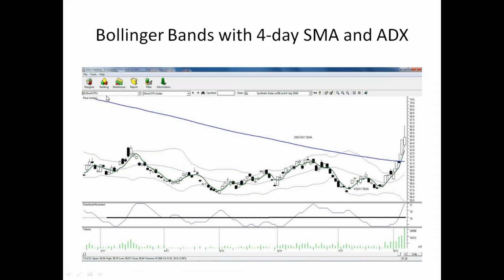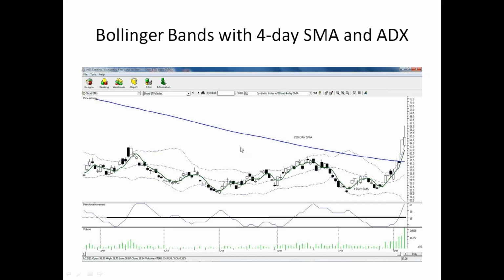Again, we're still working with the short ETFs. It's the exact same time frame. Everything's the same. The only difference is we're no longer using the Tsunami and the Bongo. I like to look at the 200-day SMA. I didn't have that on the previous chart, the Tsunami window.